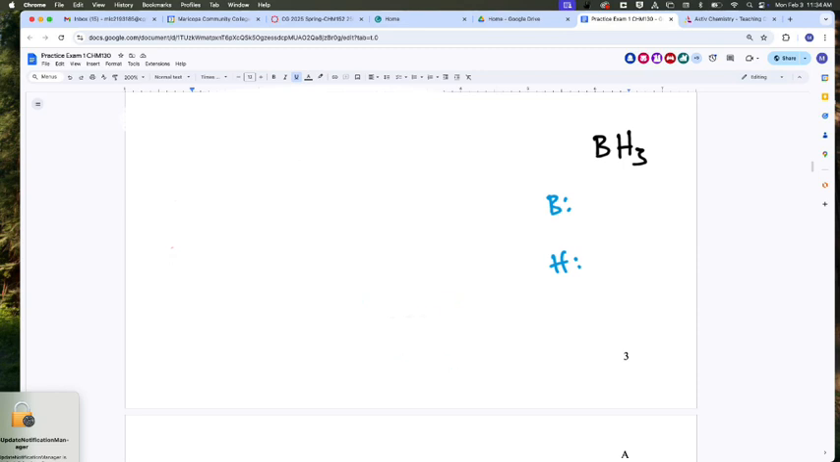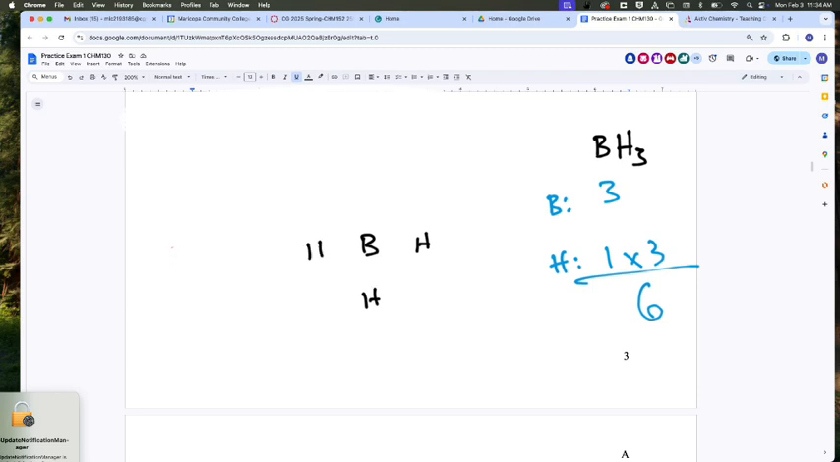Yeah, good. Okay. BH3. How many valence electrons does boron have? 3. How many valence electrons does hydrogen have? 1. There's 3 of them total. 6 electrons. This should already be screaming we've got a problem, because if we're supposed to have 8 electrons around something, if I only have 6 electrons, we're going to come up short.